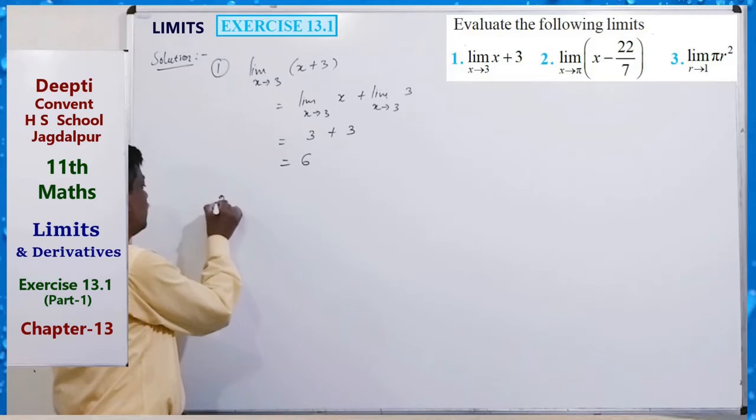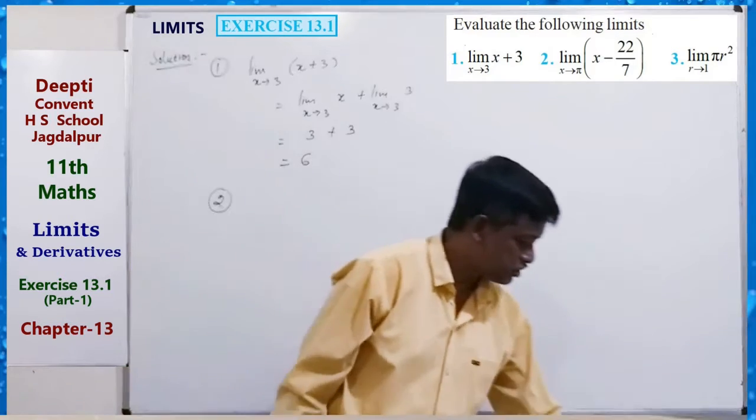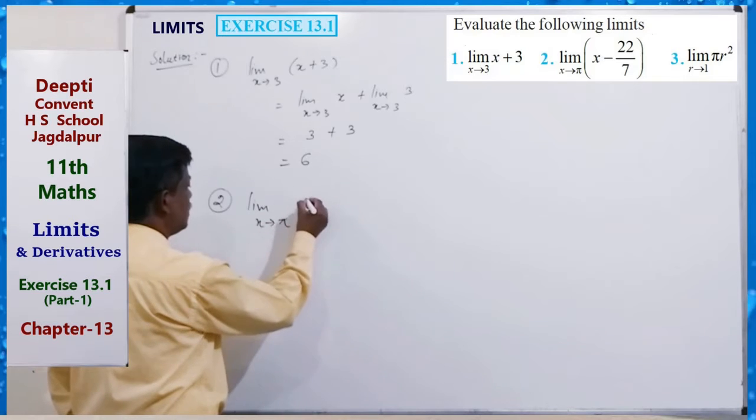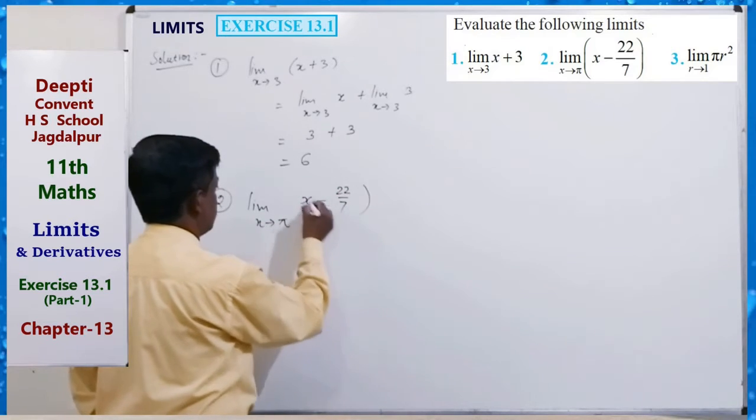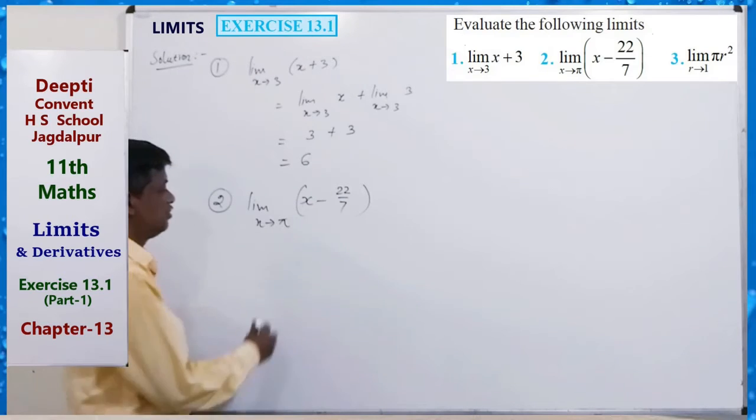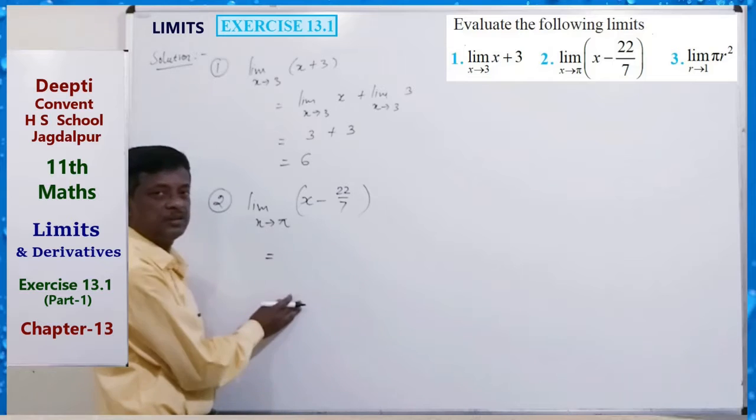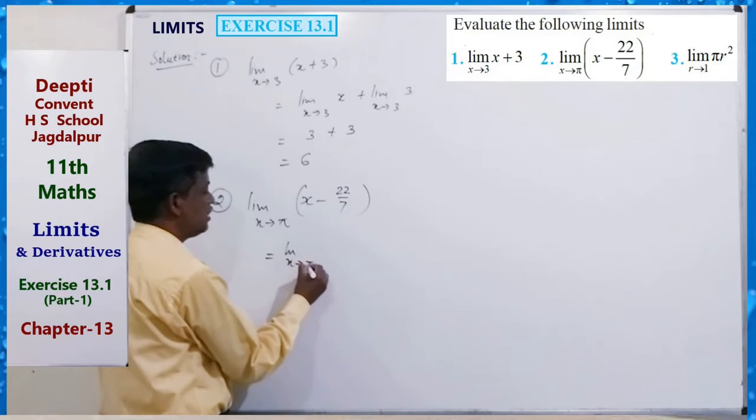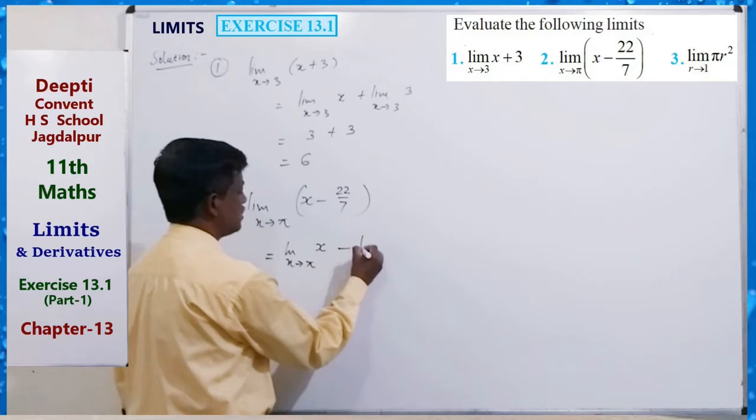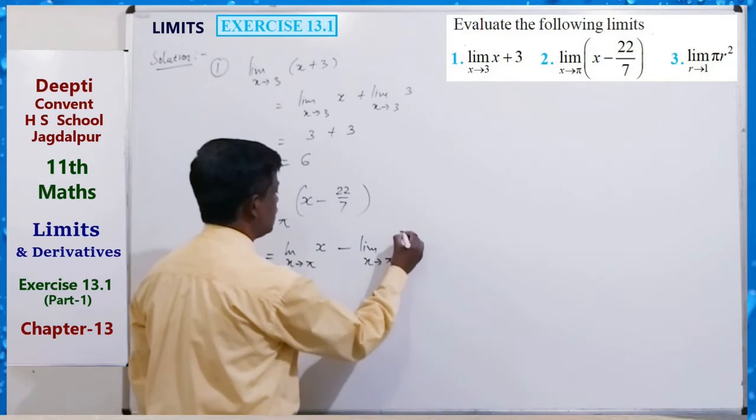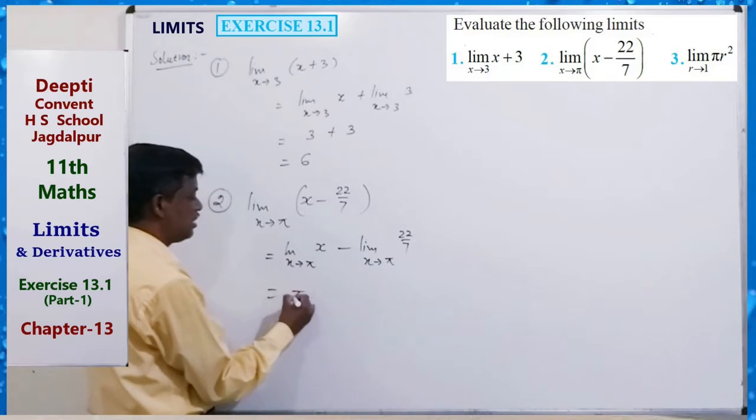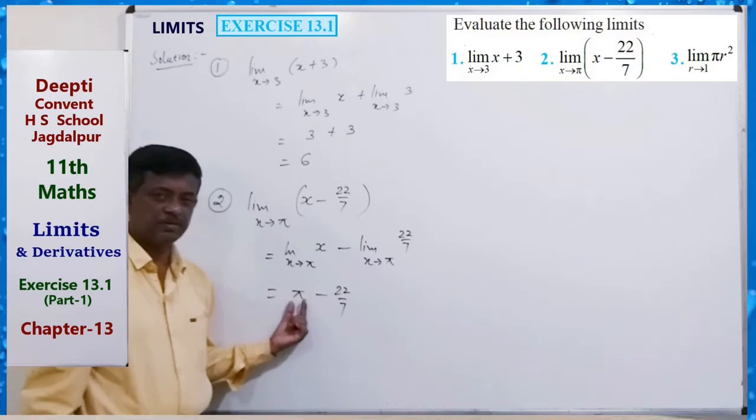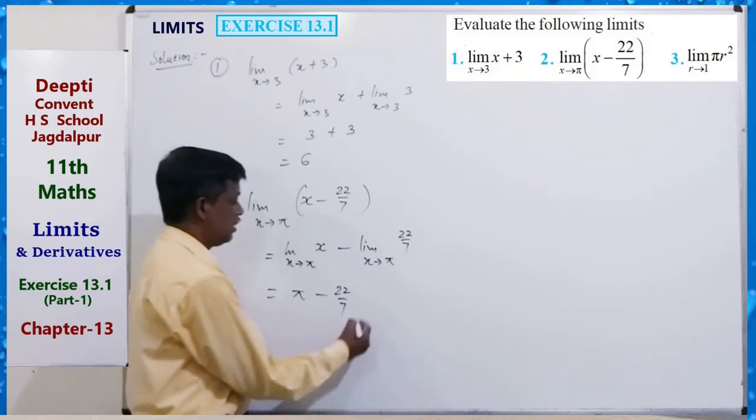Similarly, question second. Limit x tending to pi of x minus 22 by 7. Here, by the same process, we can put x equals to pi directly. Limit x tending to pi of x minus limit x tending to pi of 22 by 7. So pi minus 22 by 7. This is a definite value, as 22 by 7 is a constant. This is the answer.